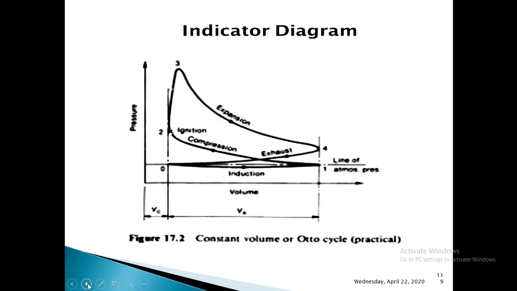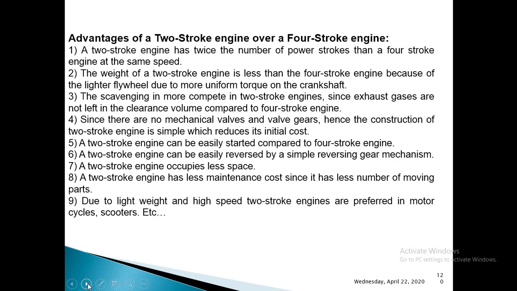Next we will come to this. This is not required for you people, indicator diagram. Next we have the advantages of 2-stroke engine over a 4-stroke engine. Let us see what the advantages of this 2-stroke engine over that 4-stroke engine are.